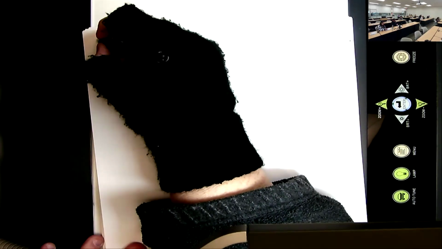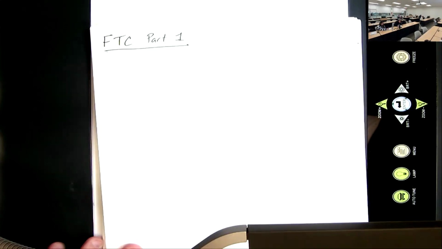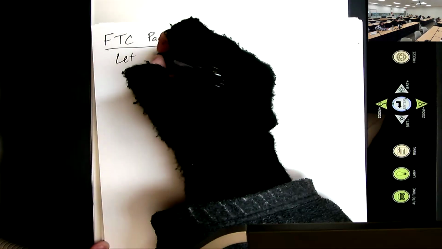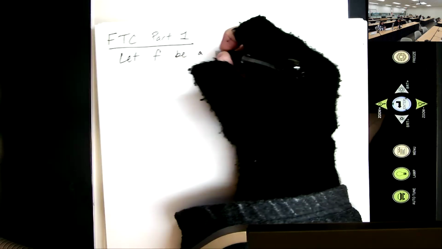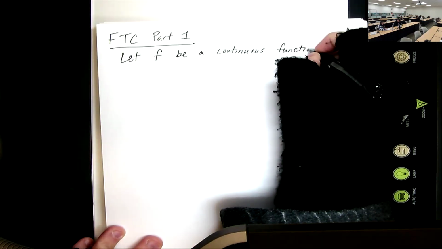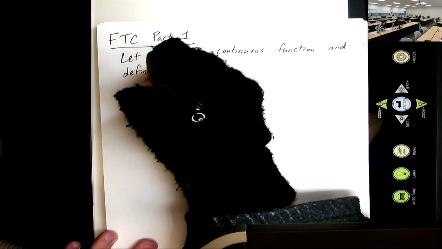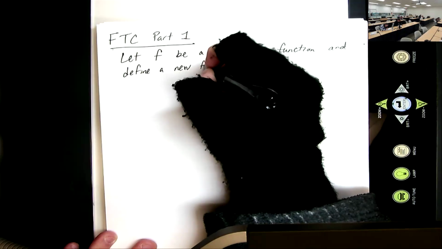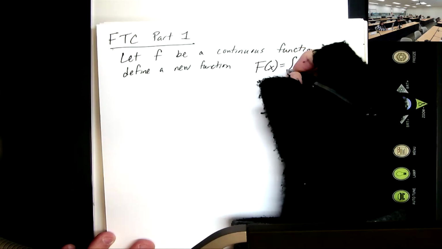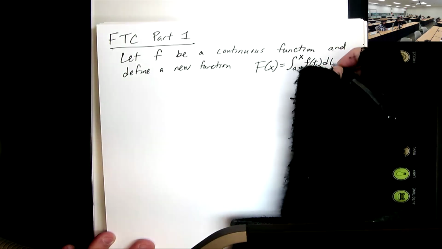So FTC part 1. I never remember which one is part 1 and which one is part 2. But we're going to say let little f be a continuous function. And we'll define a new function, big F, where big F of x equals the integral from a to x of f of t dt.